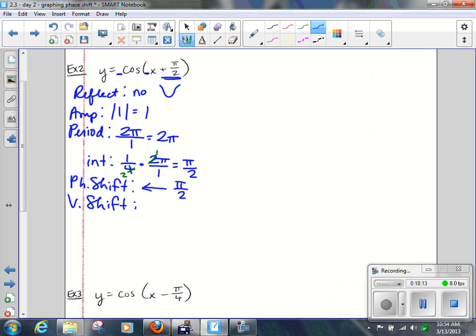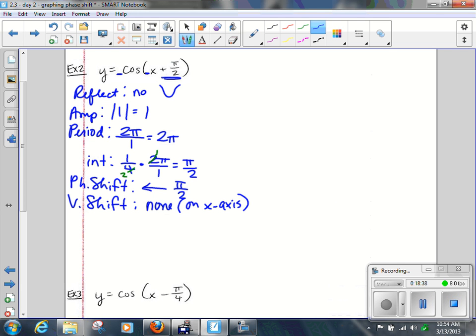What is the vertical shift? Is there a vertical shift? There is none, which means my oscillation line is where? On the x-axis. There we go.